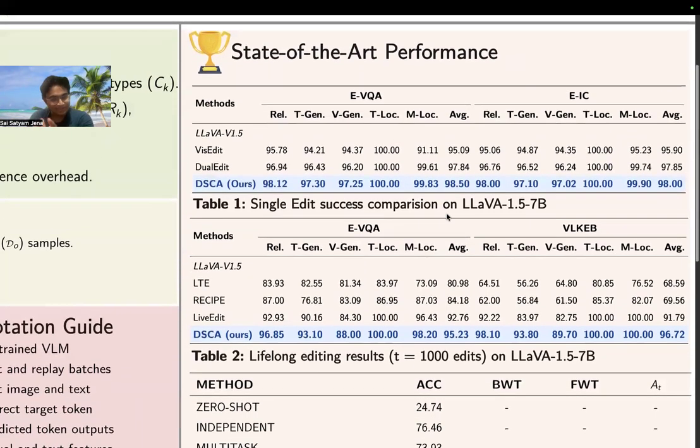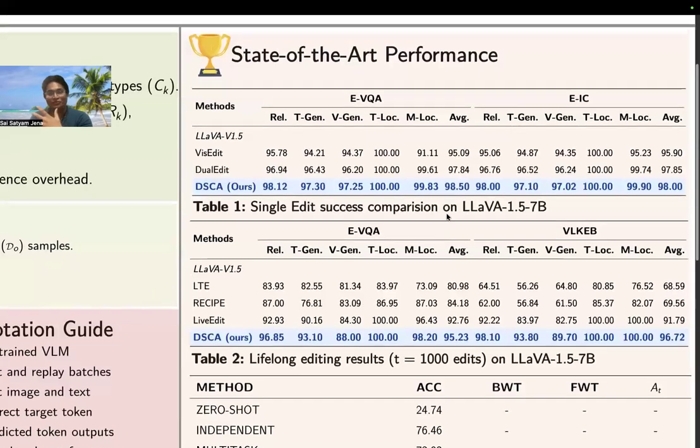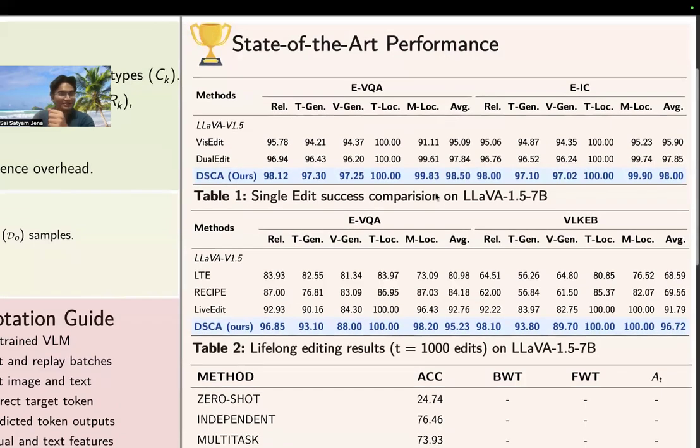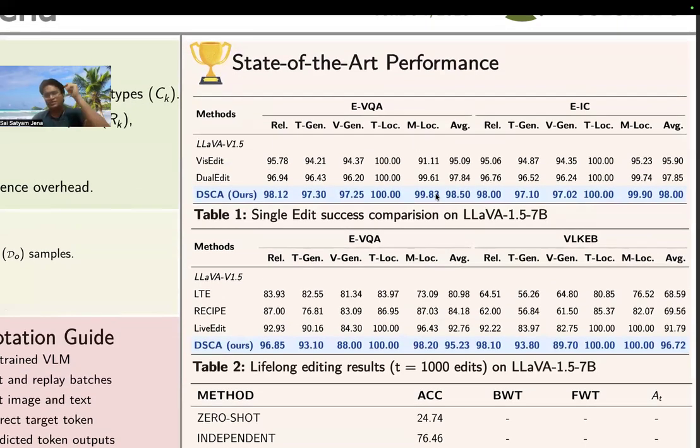Then let's look at the metrics. How will we prove that our process works? The first is single edit success. For a single particular type of edit, we want to teach a model, let's say, the concept of Cybertruck. So we have 10 or 20 examples of Cybertruck images and their descriptions, and we want to teach the model about that only. In that case, E-VQA and EIC are two different benchmarking datasets.